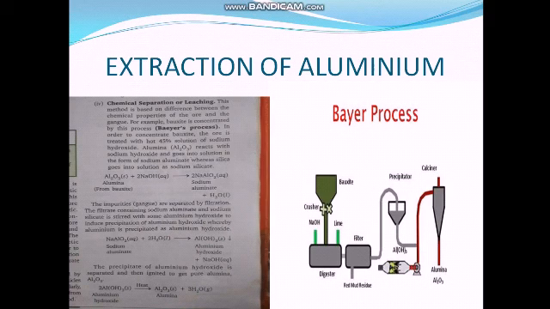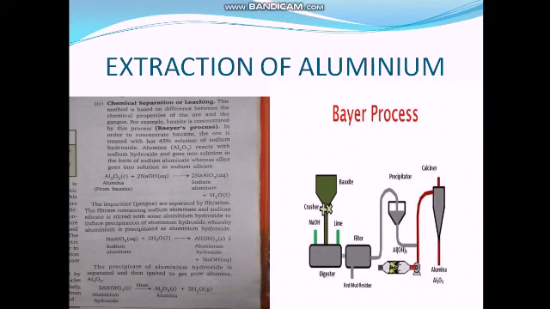Bauxite dissolves in sodium aluminate because of its amphoteric nature, and the impurities will be left behind. These impurities are called red mud. This contains ferric oxide, which gives the color to the impurities. Then these impurities are removed by filtration.